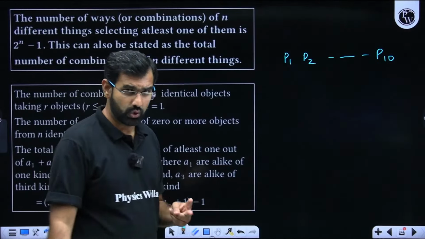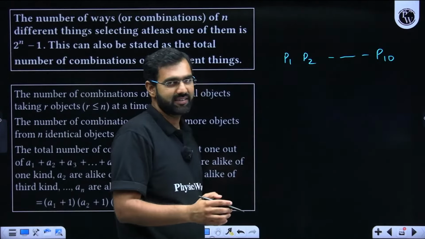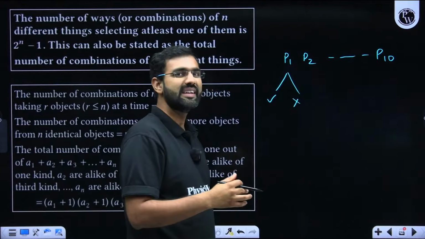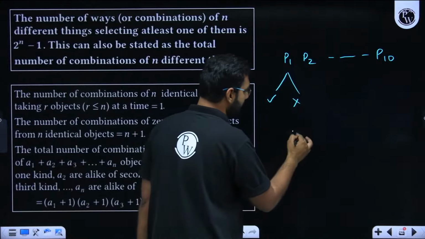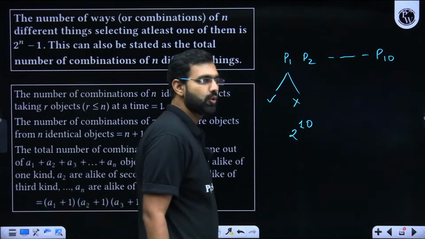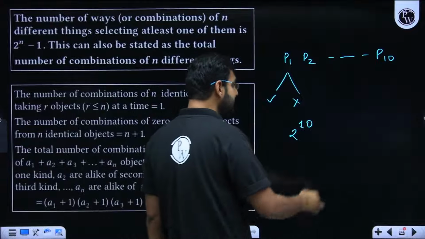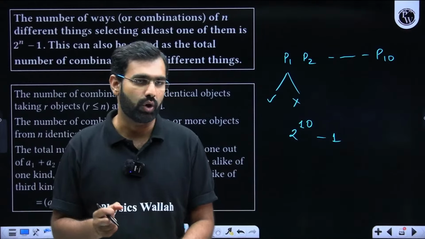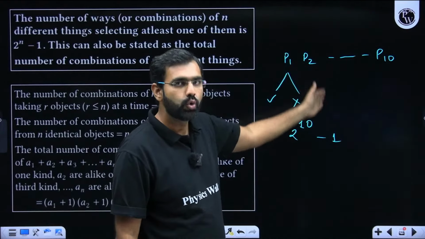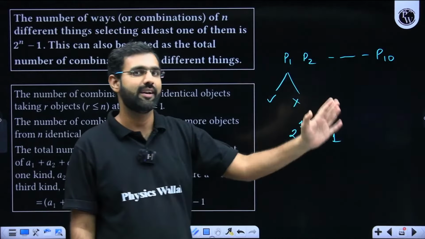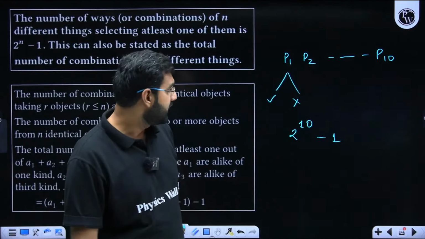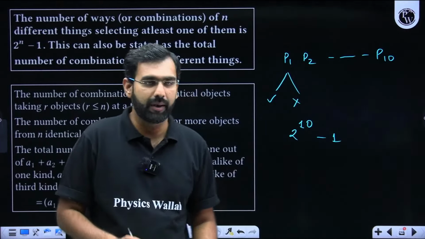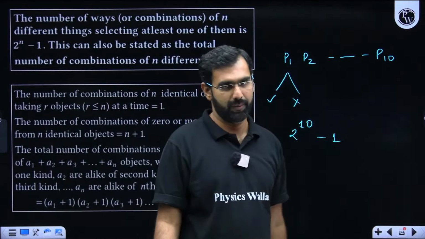So here again the choice remains the same. I approach pen 1 and ask it, how many choices do you have? It will say either you take me or you don't take me. So with each pen I have two choices. So I'll have a total of 2 into 2, 10 times, 2 to the power 10 choices. But in these 2 to the power 10 choices, there will be one choice where I'm not taking any pen at all. I did not include pen 1, pen 2, pen 3, pen 4, up to pen 10. All the pens I did not include. So that one case needs to be excluded. So these are the number of ways in which I can have at least one pen out of these 10 pens available to me. I hope you got that result.